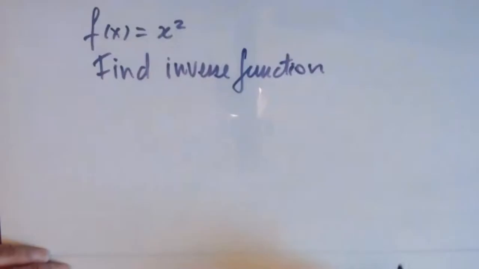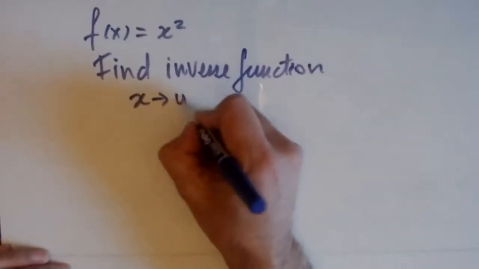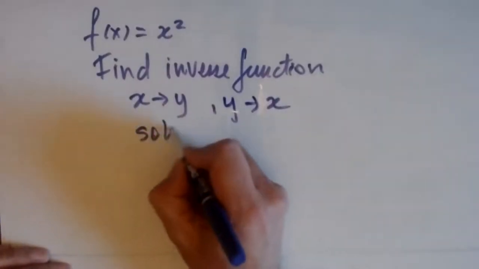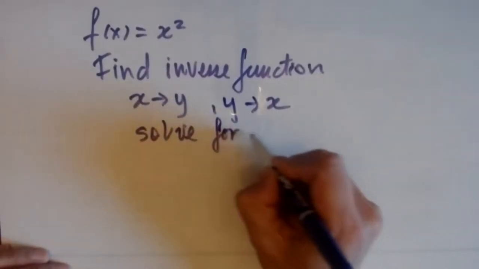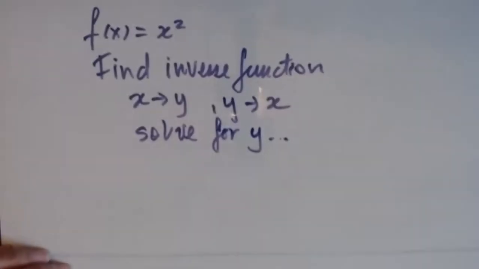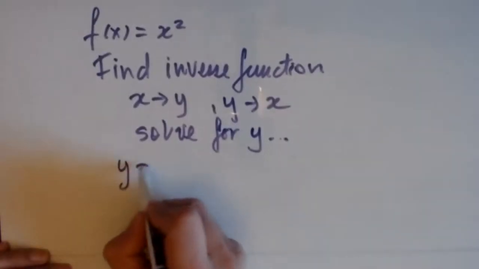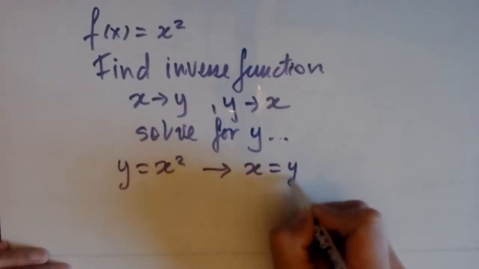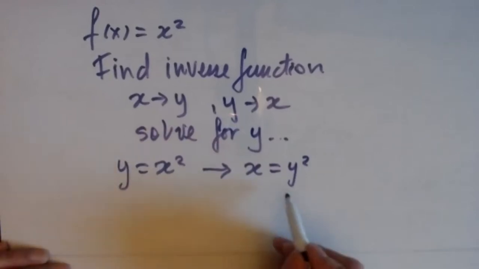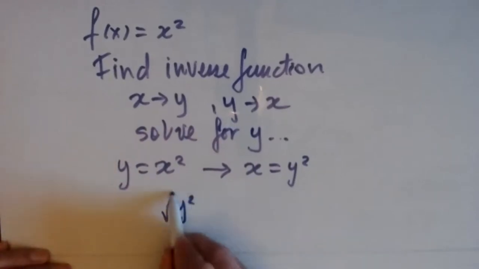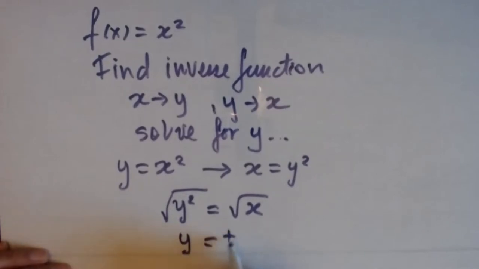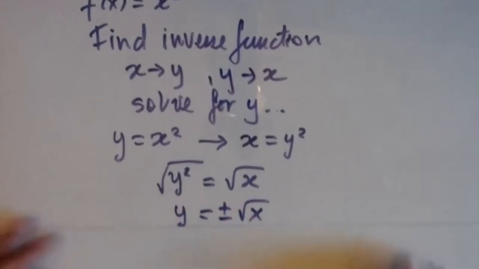Everybody remembers what you did. You changed the x by y and the y by x, correct? And then you solve for y. That is the procedure, remember? So in this case, y equals x squared. Then you do the change, x equals y squared. Then you solve for y. Y squared, you square root x. And remember that you have two values, y equals positive, negative square root of x, right?